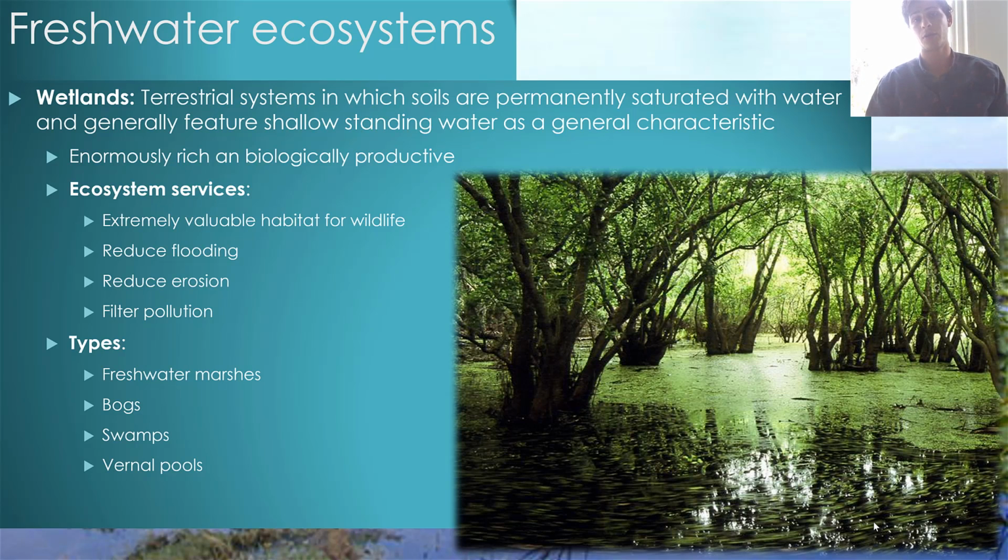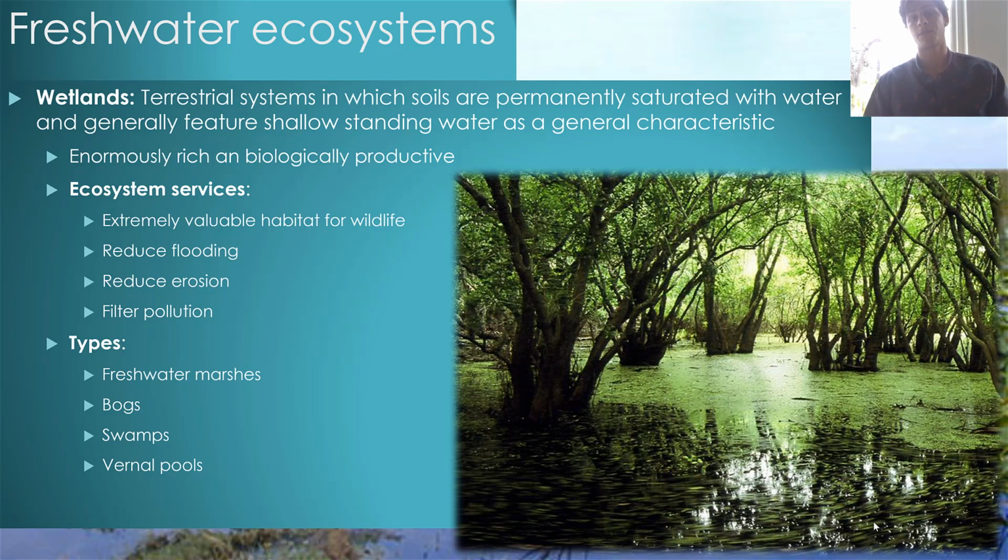Wetlands are some of the most biologically productive terrestrial systems on the planet, and they have enormous numbers of ecosystem services. They're extremely valuable as a habitat for wildlife. They reduce flooding, they reduce erosion by holding down the soil, and they do a fantastic job of filtering pollution. A lot of plants in wetland ecosystems are very good at pulling nutrients out of the water column, and so they do a great job of filtering pollution and reducing nitrogen and phosphorus from getting into more vulnerable systems.